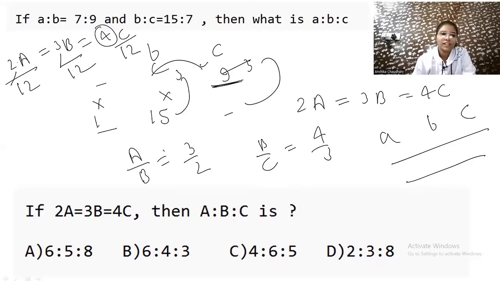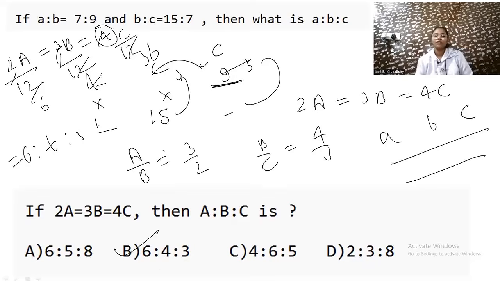All right, now let's simplify it. 2 sixes are 12, 3 fours are 12, 4 threes are 12. So what will be the final answer? 6, 4 and 3. So this will be the final ratio, and option B will be the correct answer for this question.